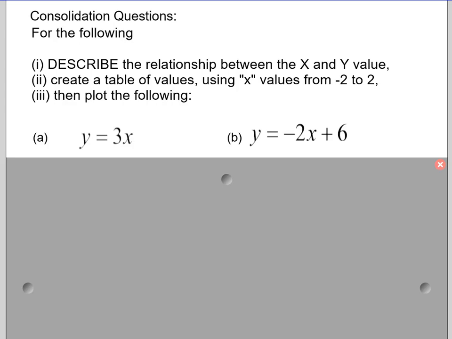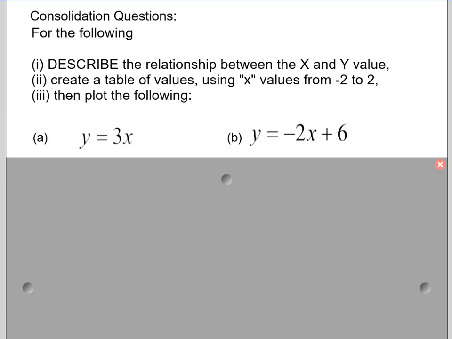So I'm going to get you to pause for a minute. So there are 3 questions here. Describe the relationship between x and y values. Create a table of values using x values from -2 to 2, and then plot the following. So if you could just pause it here and try this.